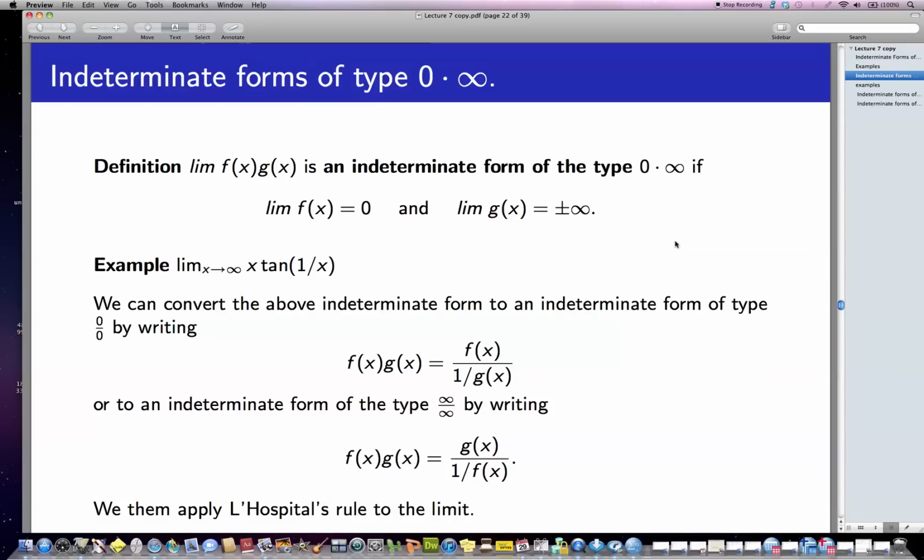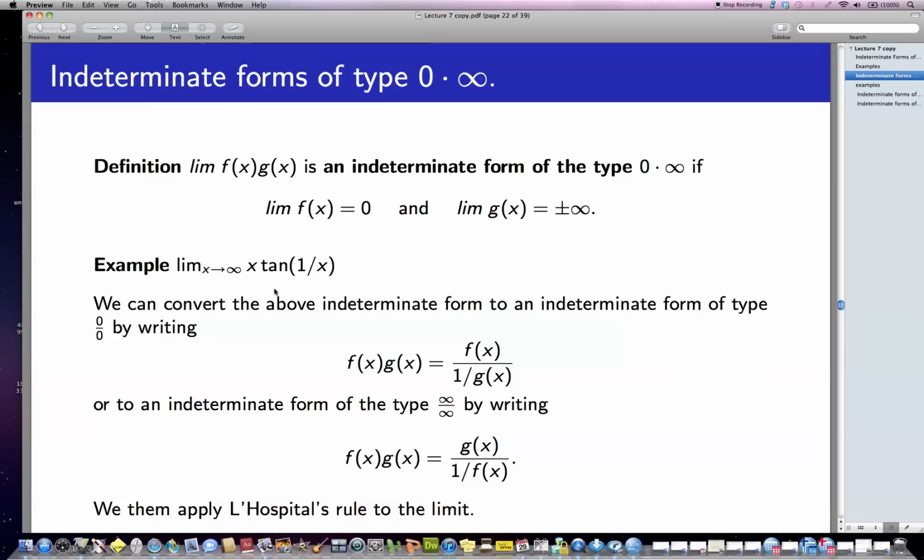Another indeterminate form is a limit of the form f of x times g of x, where one of those functions goes to 0 and the other goes to either plus or minus infinity. And again, this gives us two opposing forces on the product. One function is going to 0, making it smaller, and the other is going to infinity, making it larger in absolute value. Here's an example: the limit as x goes to infinity of x times tangent 1 over x. We see the tangent of 1 over x is going to 0, and the x is going to infinity.